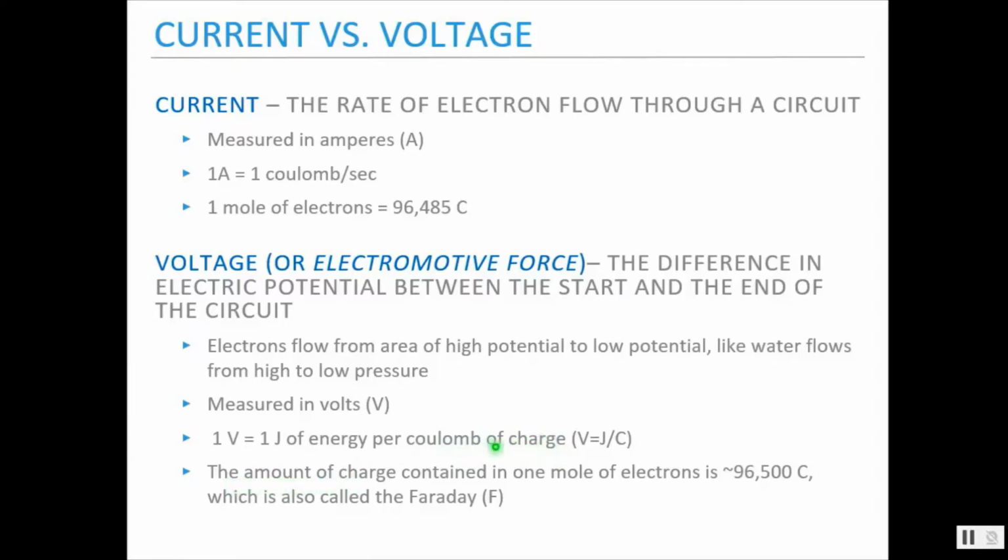And since we're looking at electrons, most often we're going to be using Faraday's constant to figure out how many coulombs based on the number of electrons transferred. And we'll go over this in the next recording. The amount of charge, like we said, contained in 1 mole of electrons is roughly that 96,500 coulombs, which we call a Faraday.